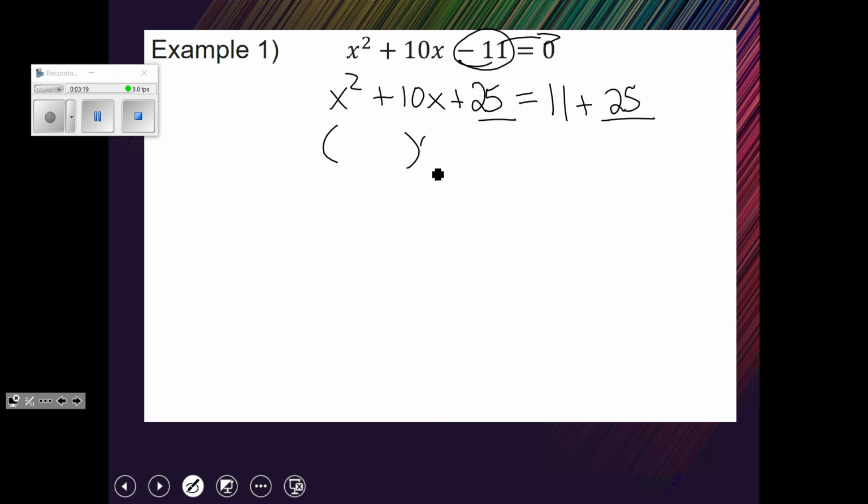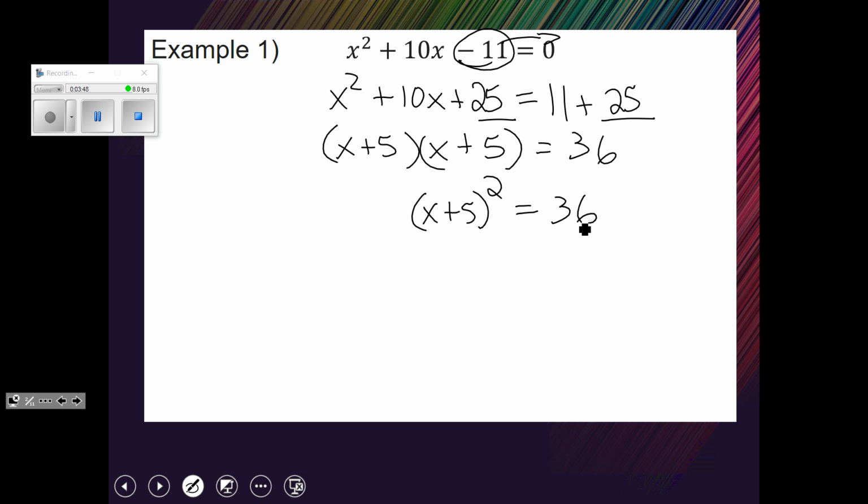So, if I factored this, what would it be? x and x and plus 5 and plus 5. Does everybody see that that is a perfect square trinomial? Because when you factor it, you get two binomials that are the same, which would be squaring it. What's another way to write x plus 5 squared? Or, I just told you. x plus 5 times x plus 5 would be x plus 5 squared. That's another way to write that.